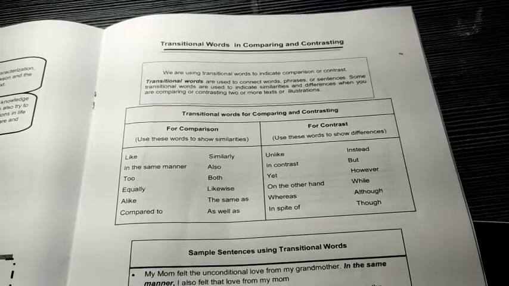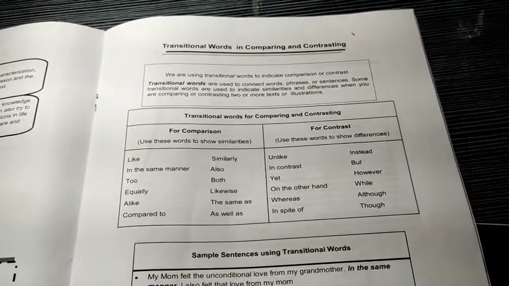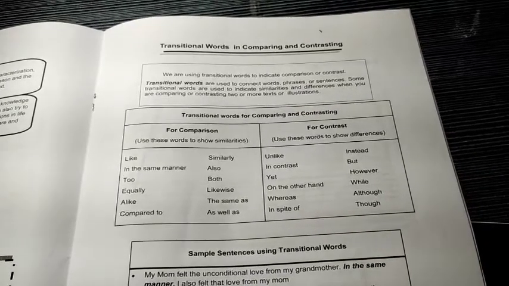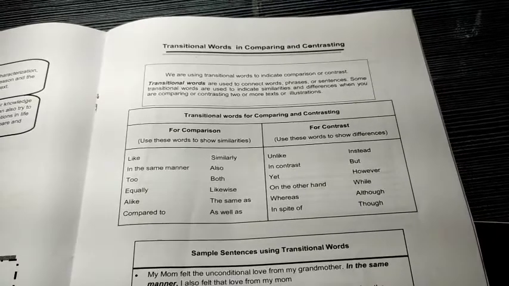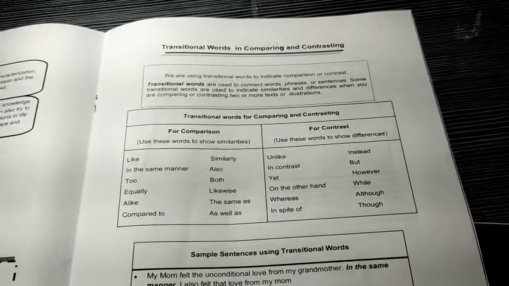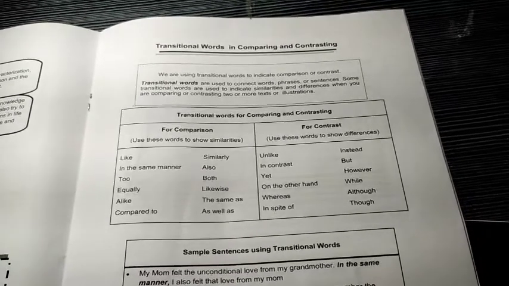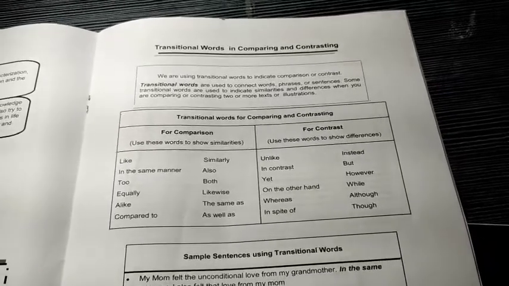Or for example, both text A and text B happened in Italy. So they have the same or similarity in setting. Where did the story happen?